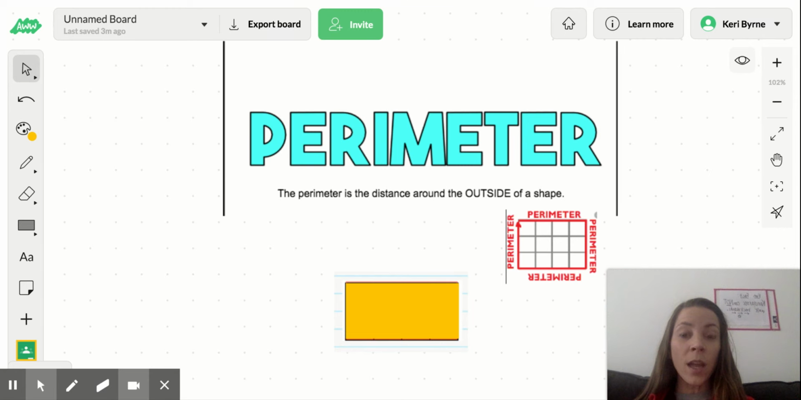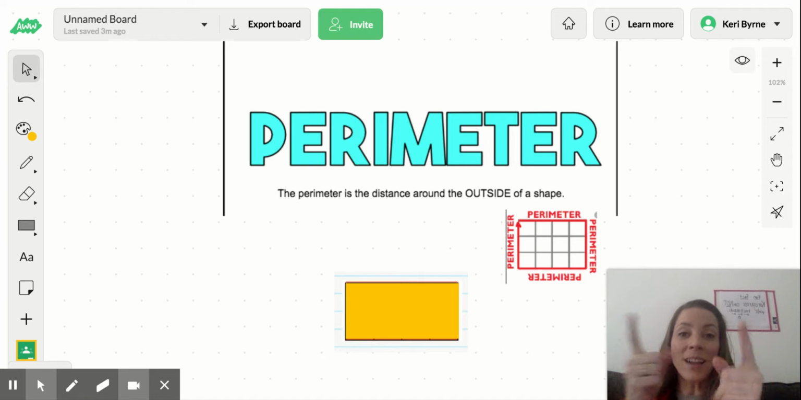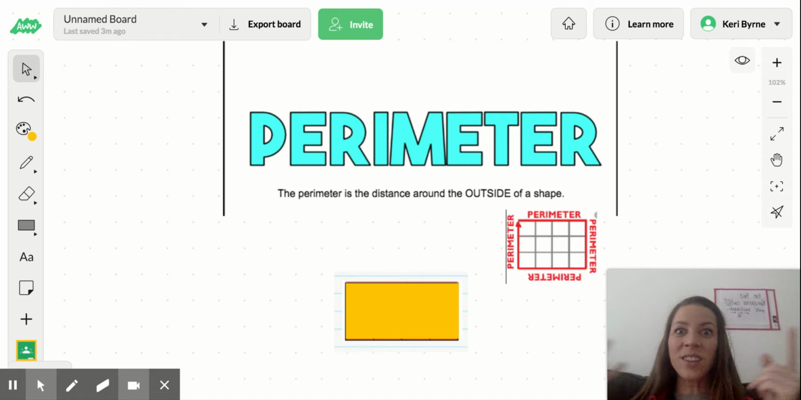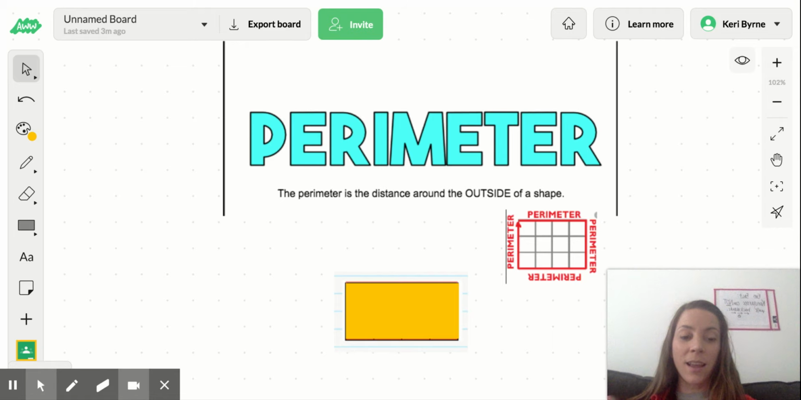Okay, so if we are trying to measure something like how much fencing I would need on the border of my garden, then that is called the perimeter. Okay, so practice saying perimeter because you're going to need that word a lot in this chapter. Half of the chapter is all about perimeter. Okay, and again, perimeter is going on the outside of a shape. So you can see the definition here. The perimeter is the distance around the outside of a shape.